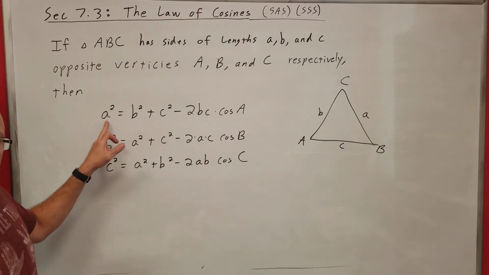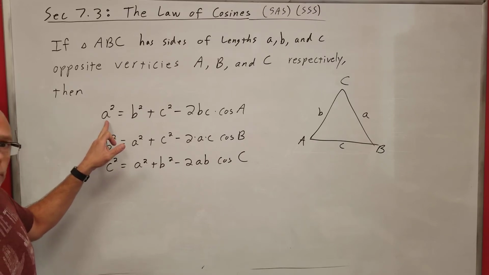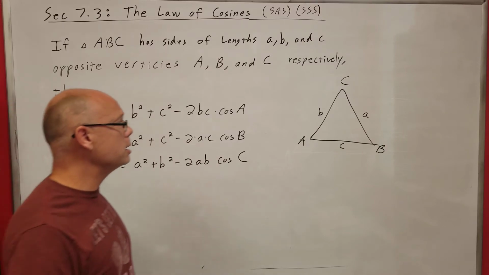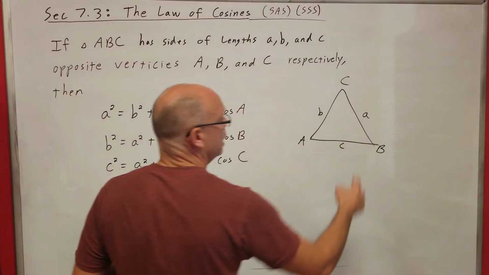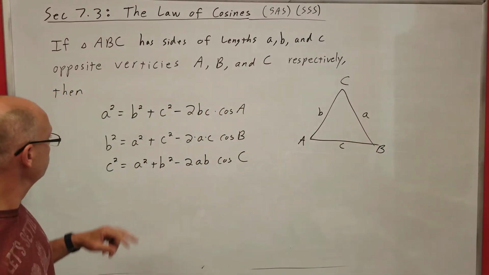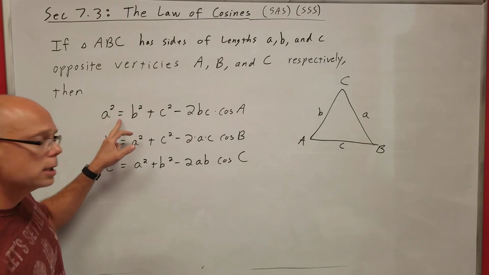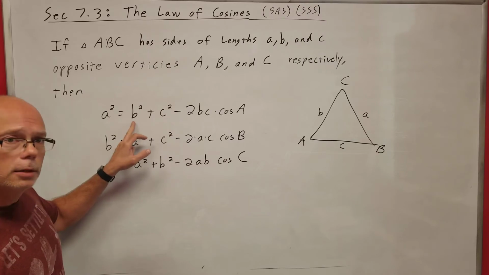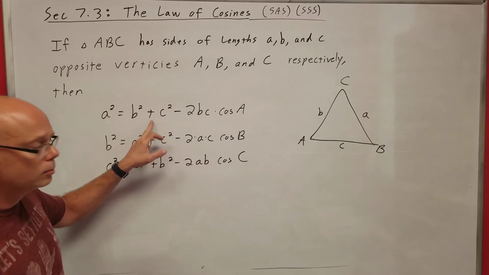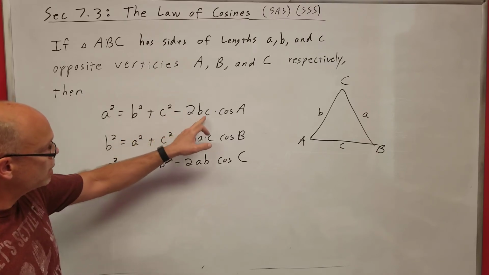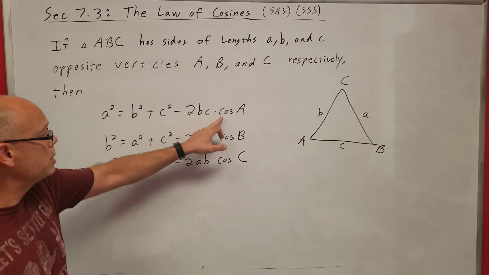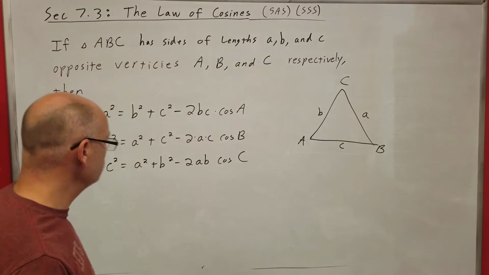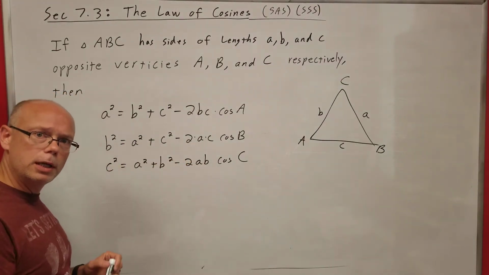Let's see. What if I want to look at this first one? a squared is equal to b squared plus c squared. Let's say that you were looking at finding lowercase a. Then you would say a squared is equal to the other two sides squared, added up, minus 2 times those other two sides, times the cosine of the angle opposite of a. And really the same thing for each one of these.